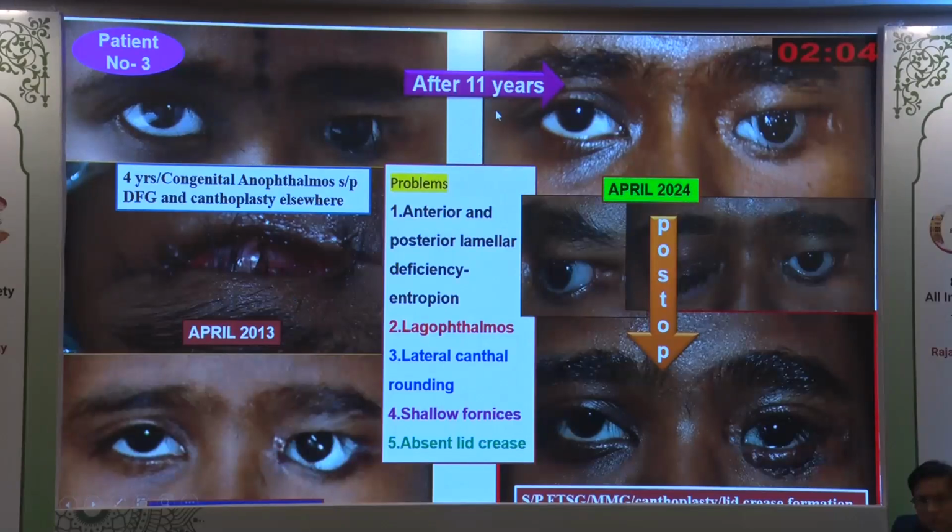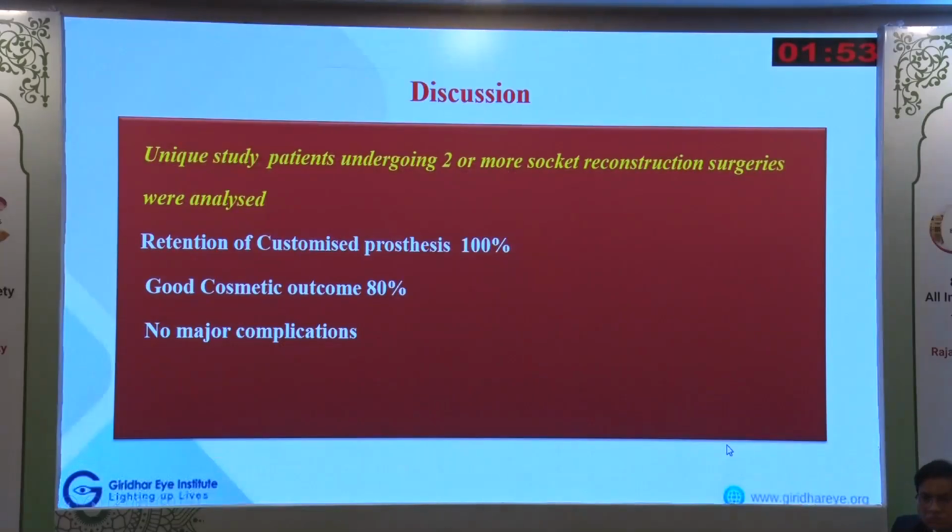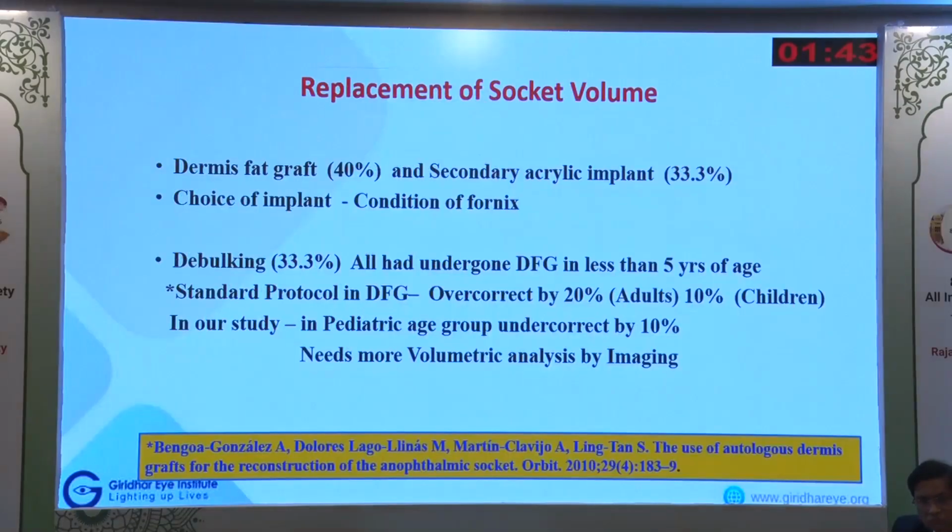However, after 11 years, she remained like this and was not very happy. So I did skin graft, mucous membrane graft, canthoplasty, and lid crease formation. This was her final picture. This is a unique study where patients undergoing 2 or more socket reconstruction surgeries were analyzed. We had retention of customized prosthesis in all patients with a good cosmetic outcome in 80% with no major complications.